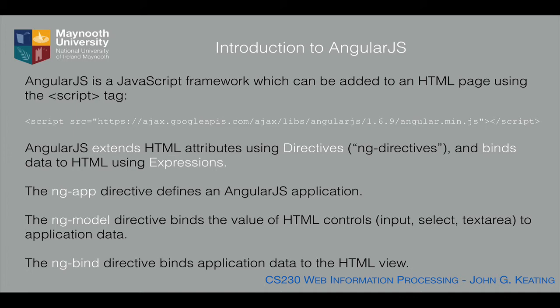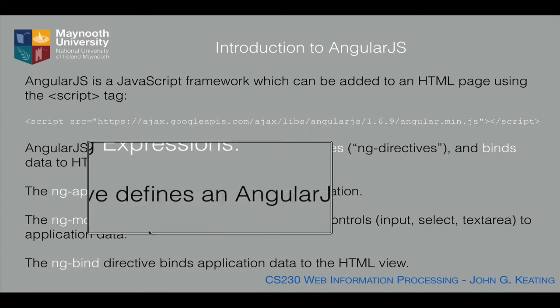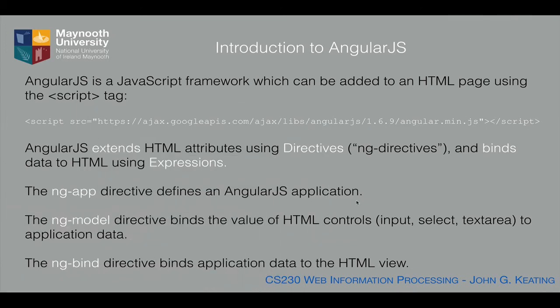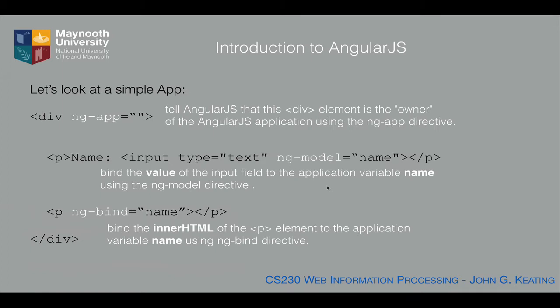What we end up doing is we create an application in our front end using the ng-app directive, and then we have an ng-model directive that binds the value of the controls, that's the input, selects, text areas, all that usual UI stuff, to the application data. And the ng-bind directive allows us to bind application data to the HTML view. So we see this whole model view model thing going on here. Okay, let's look at a simple app.